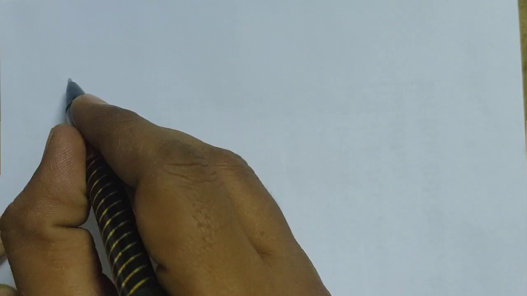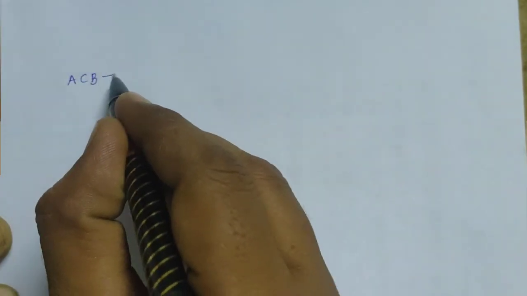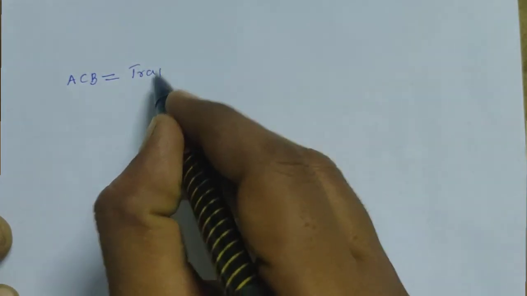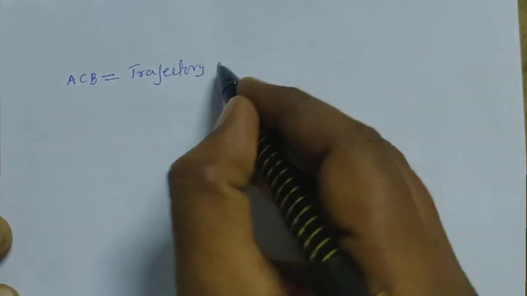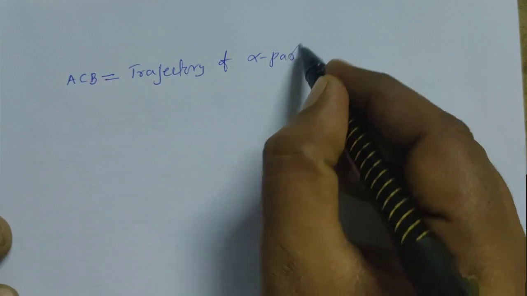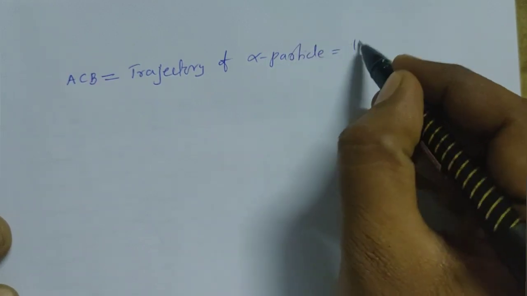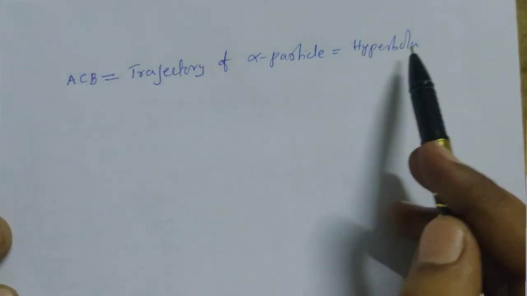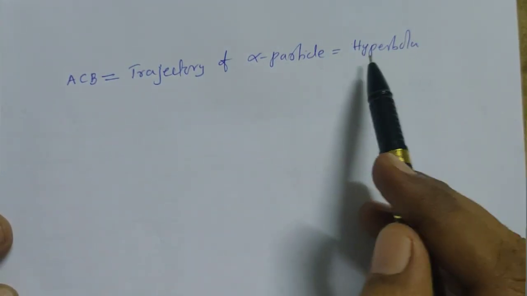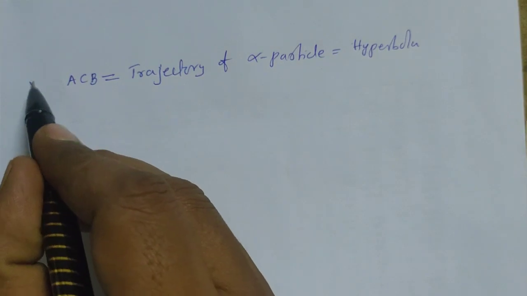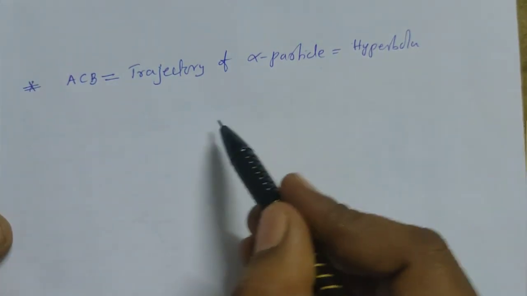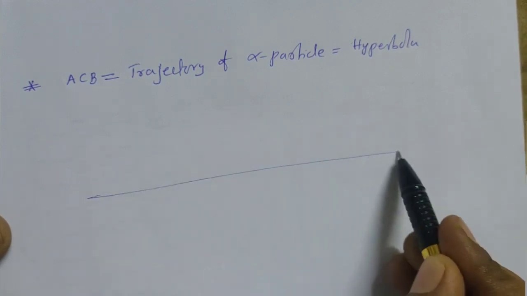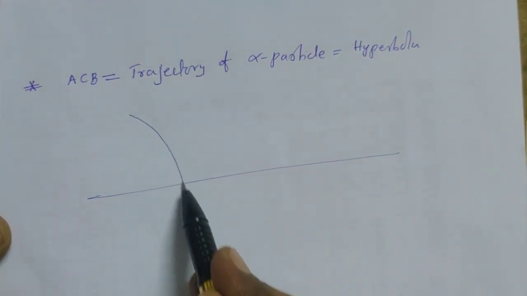I am writing here ACB, that is the trajectory of the alpha particle. So what is the trajectory of the alpha particle? No doubt it is a hyperbola. You might have learned in your lower standard what a hyperbola is. So this point is required for us. You know this hyperbola will look like this.